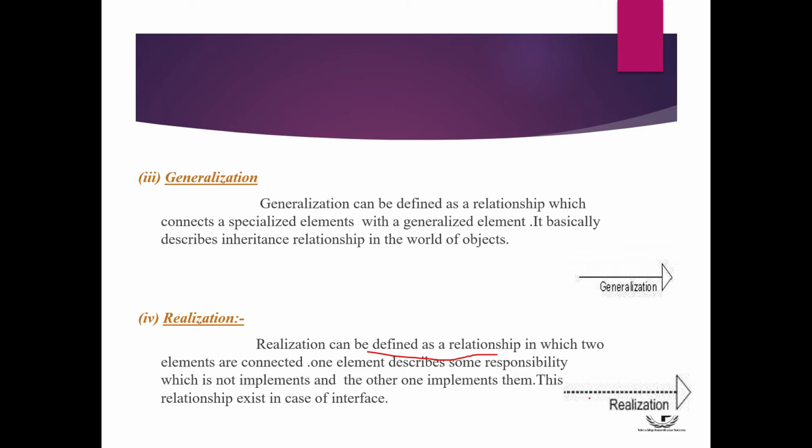For the realization, a dotted line and then an arrow diagram is used. Okay, so this type of diagram is used for specifying the realization, and how one element describes some responsibilities and the other one implements them. It is used for the interface.